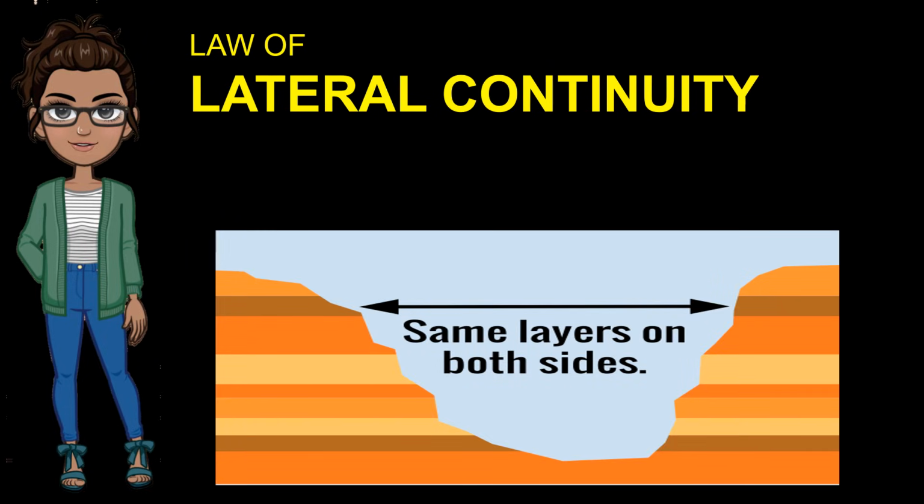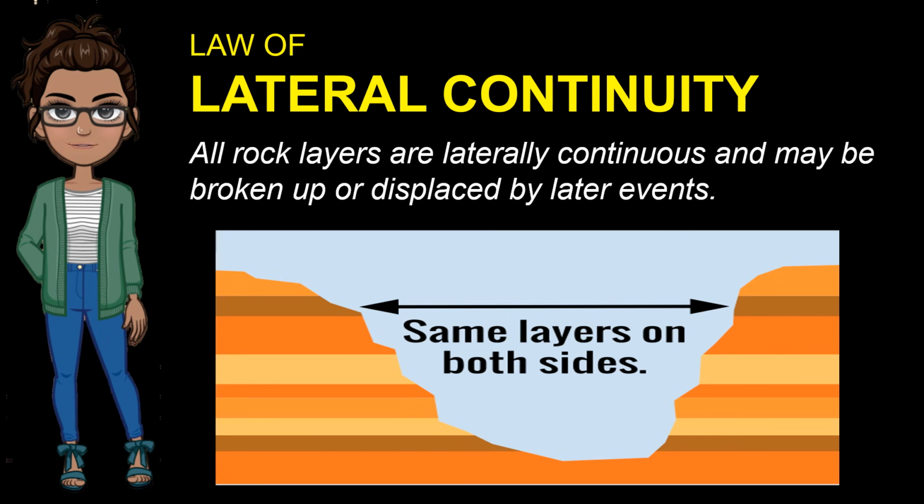The law of lateral continuity suggests that all rock layers are laterally continuous and may be broken up or displaced by later events. This can happen when a river or stream erodes a portion of the rock layers. This can also happen when faulting occurs. Faulting causes displacement in rock units. Again, rock layers are the same in both sites.